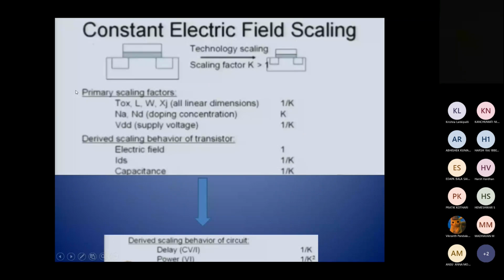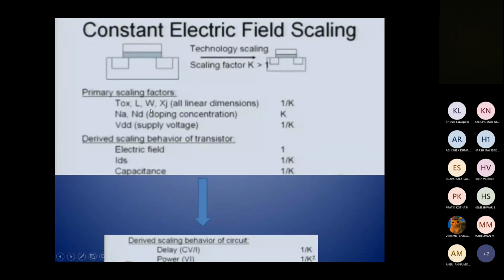So what are the primary scaling factors? These are the aspect parameters: channel length L, channel width W, T ox, which is the oxide thickness, and Xj, the junction thickness. So all linear dimensions, whatever we have, we have to make 1 divided by K.